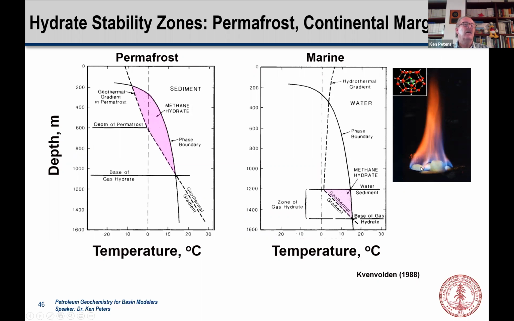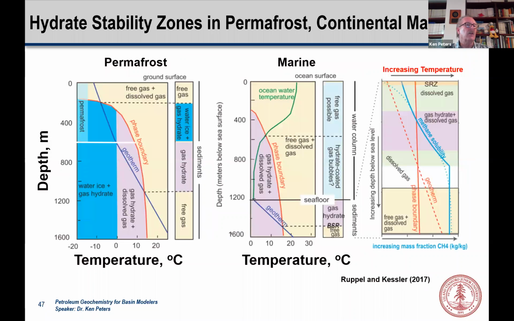It's ice where the methane is chelated or clathrate within that ice, that gas hydrate. There are more recent papers that go into even more detail. This is from Ruppel and Kessler, and you can look at those. You have gas hydrates in permafrost, you have gas hydrates in marine settings.